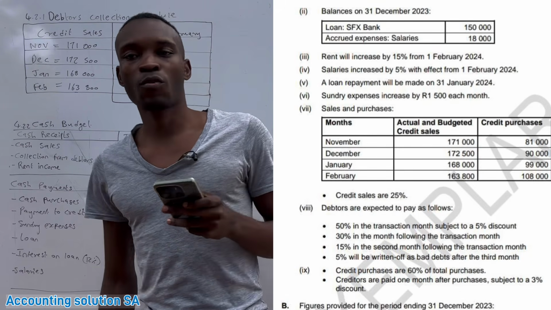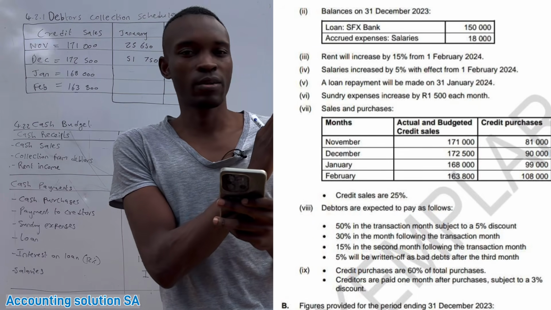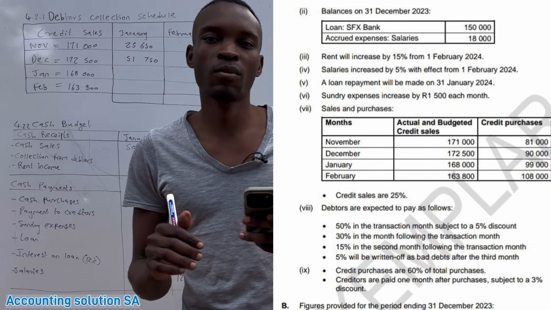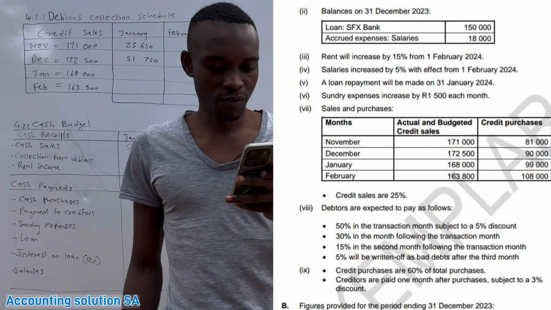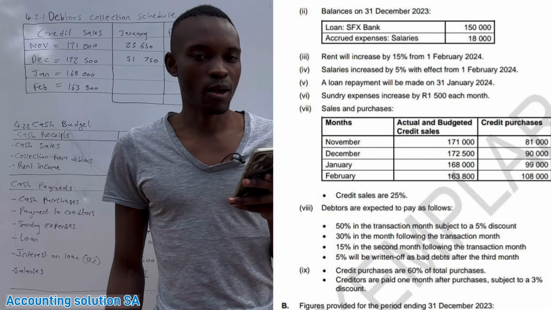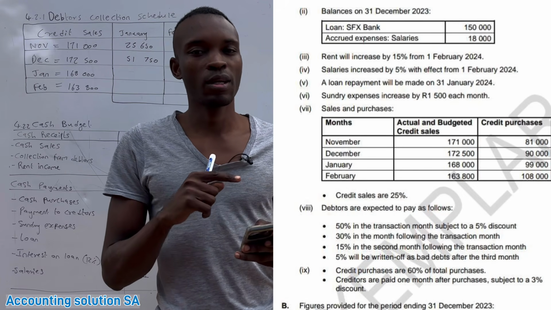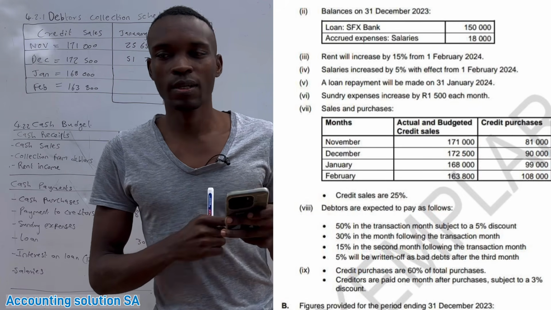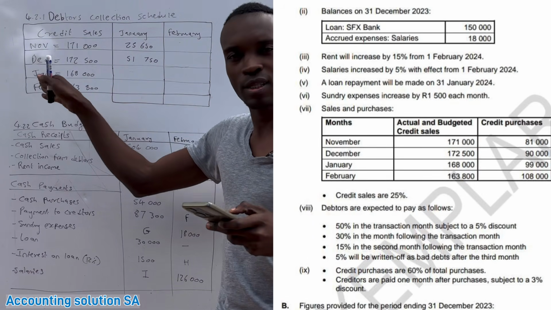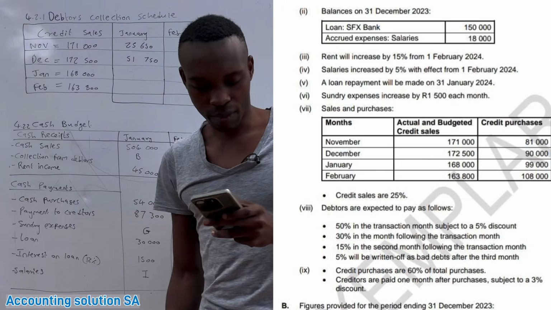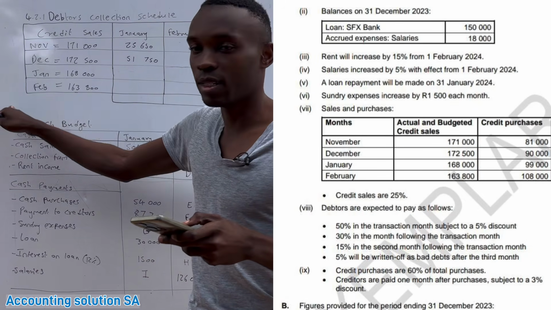You have to be careful when we talk about debtors collection. We focus on credit sales, which means that we're going to get it under sales. They give us the months of November, December, January, and February. Remember what I said in the previous video when we were preparing a collection schedule: on this side you need to put all the months that you are given. We have been given from November up to February. That's what they did here.